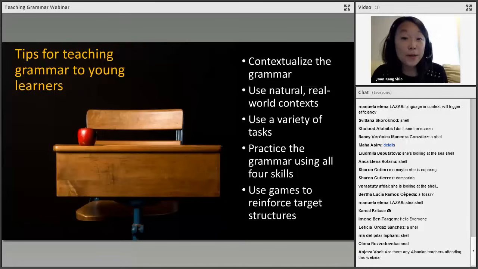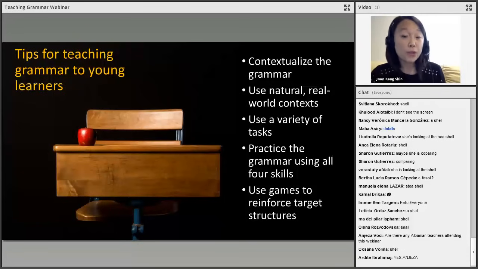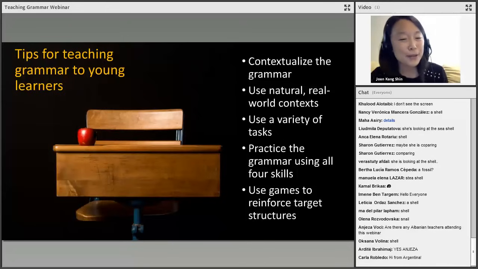In addition, we need to use a variety of tasks, right? If you teach young learners, you know, they can get bored pretty easily. So we need to have a variety of tasks that they're interested in. Also, we want to make sure we're practicing the grammar using all four skills. And finally, because they're kids and we want to keep them interested, sometimes it's good to use games to reinforce the target structures. And so I'll be giving you some examples of that.